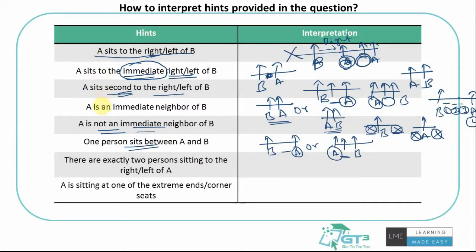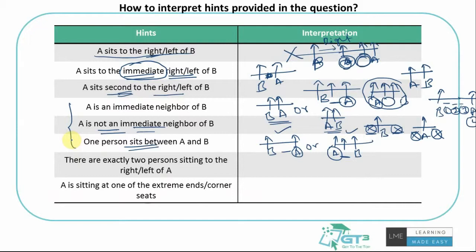Unlike this, if I say A sits second to the right of B, here it's absolutely clear. If B is here, A is sitting here. A sits second to the left of B, this is what the interpretation is. But in this case, if the question says one person sits between A and B, this or this, both of them are possible. I have to keep both possibilities in mind and continue solving the question. So these are the tricky statements that you have to be very careful about, right?